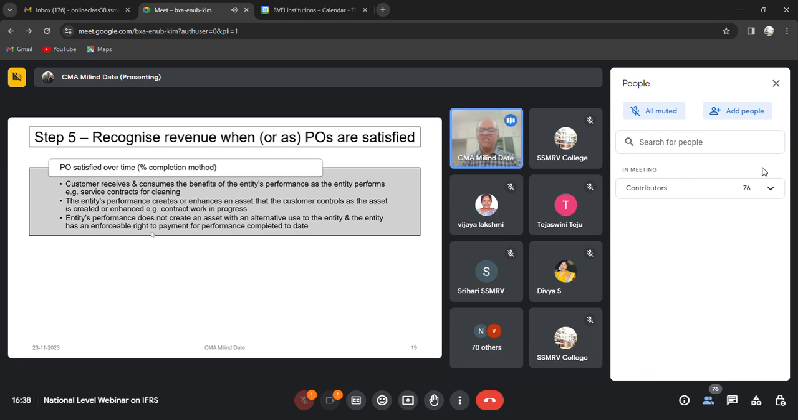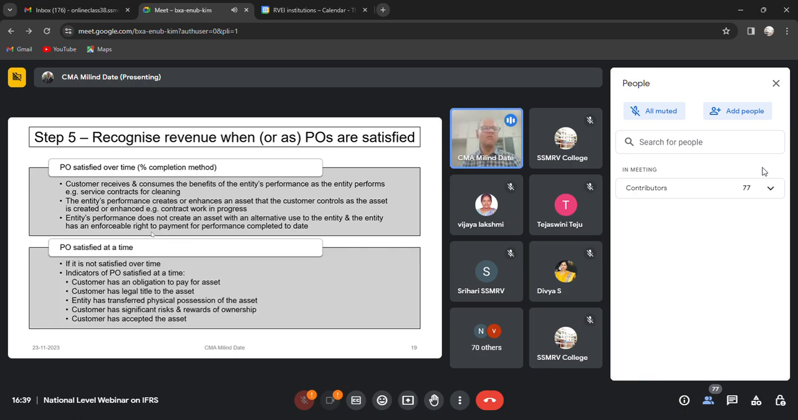So it becomes easier for organizations to understand when to actually recognize revenue in the financial statements. And once you do that, it's easy for users of financial statements to understand the logic behind the amounts, and that's more important.